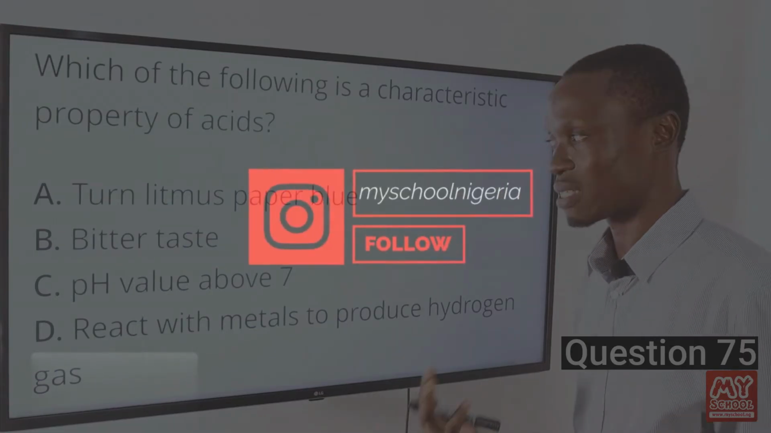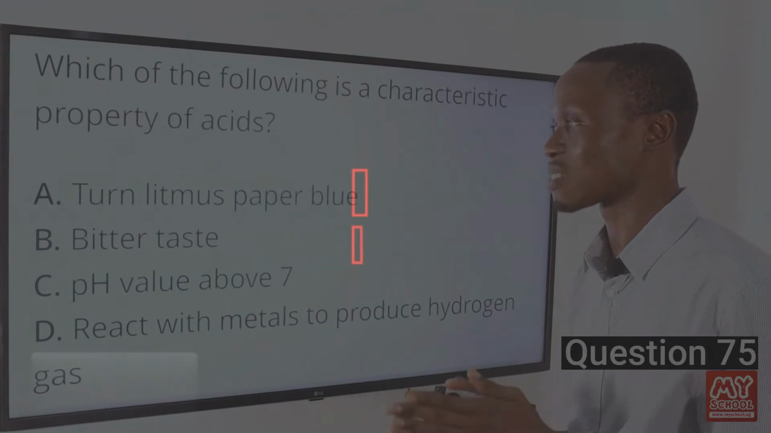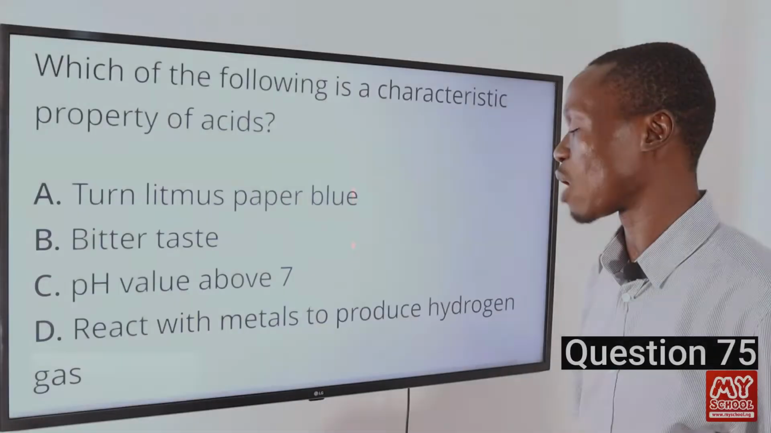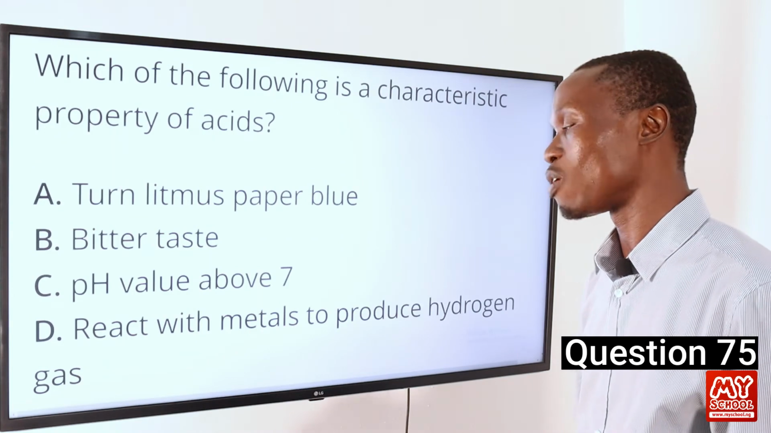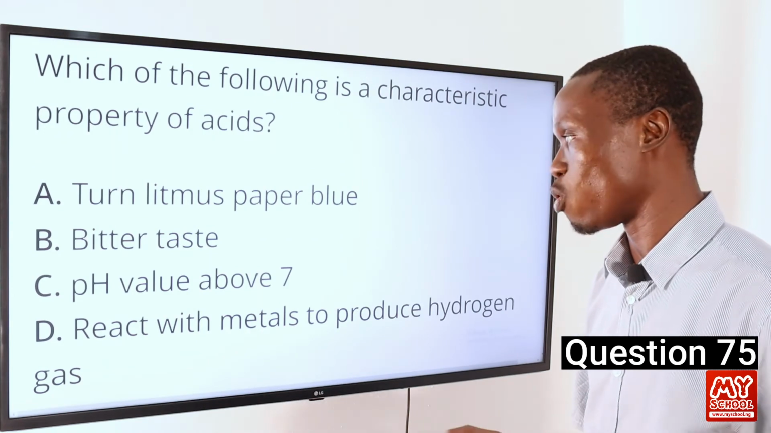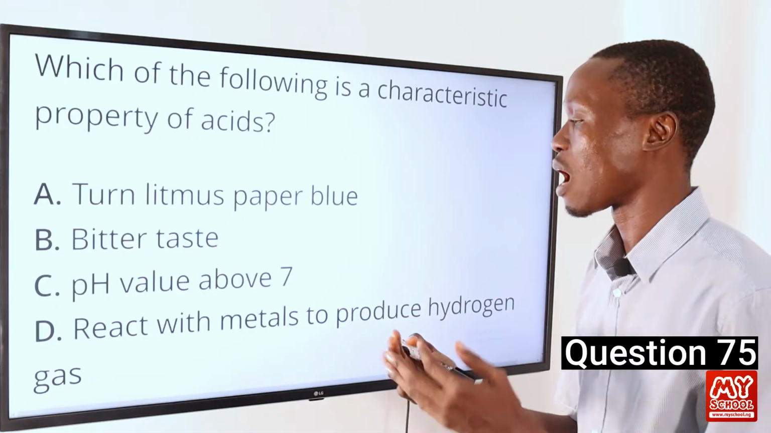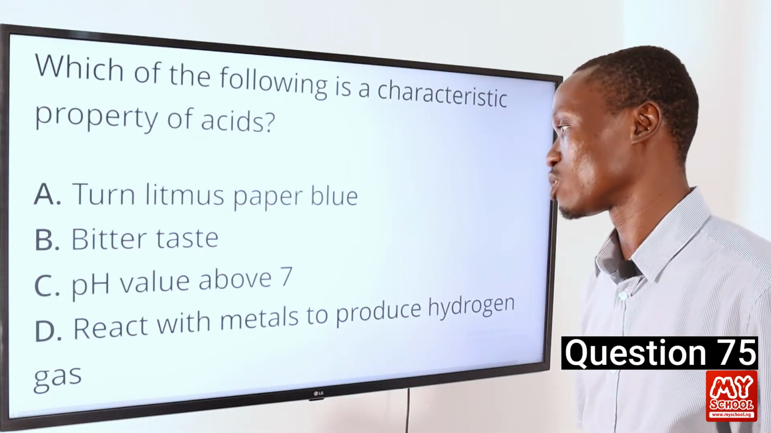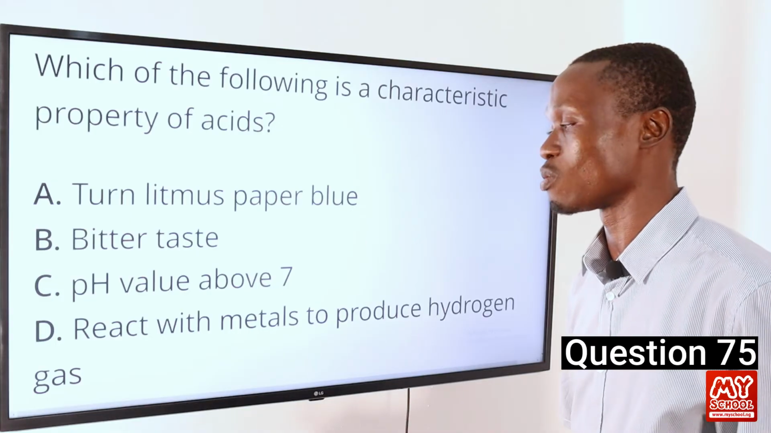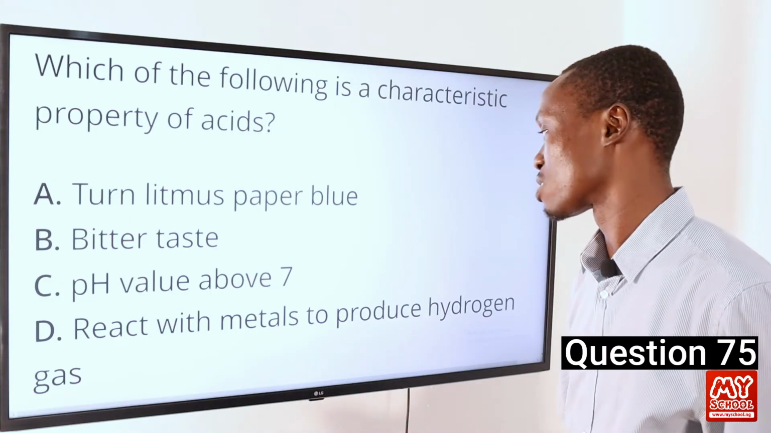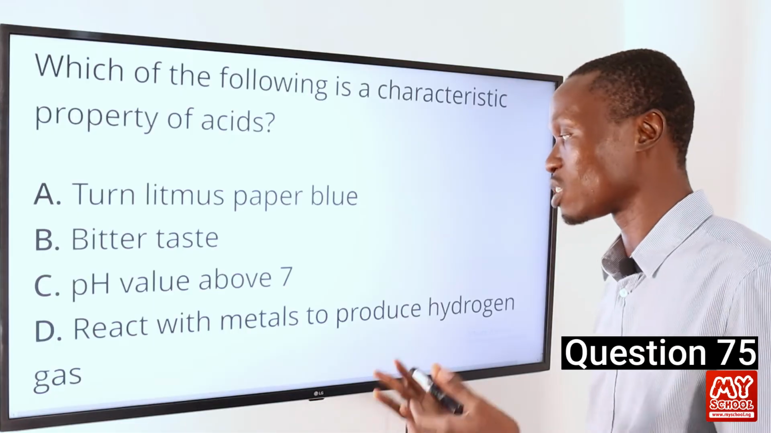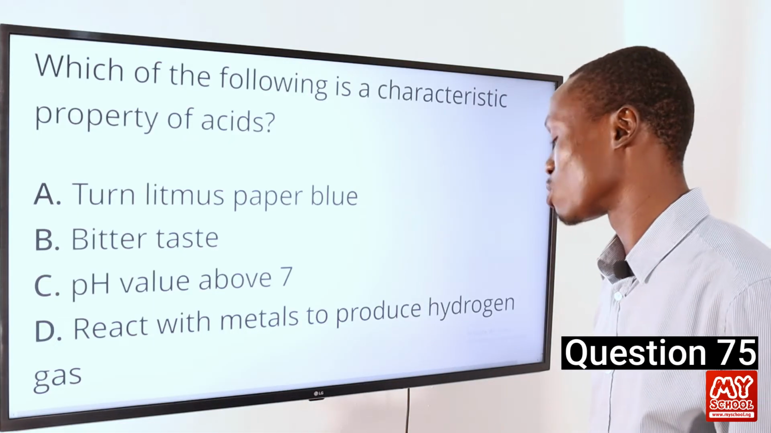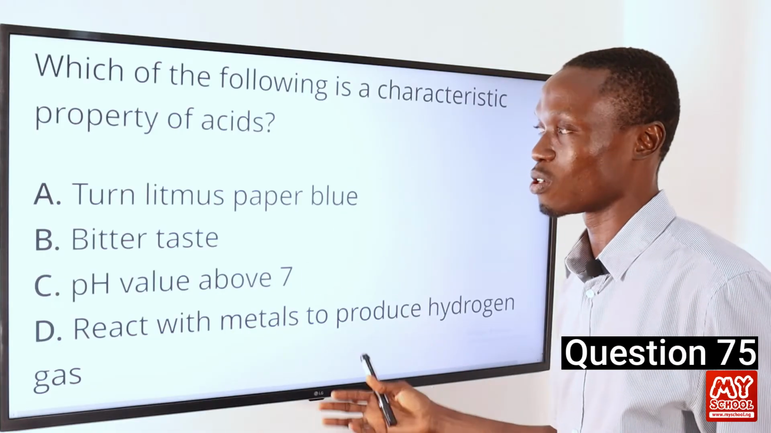While B, bitter taste, that also tells us of a base, as acids have sour taste. While option C, we have pH value above 7. No, the pH value of acids is below 7, while that of bases is above 7. While option D, react with metals to produce hydrogen gas. So the answer to this question is option D. They normally react with metals that are above hydrogen in the electrochemical series to produce hydrogen gas. So the answer to this question is option D.